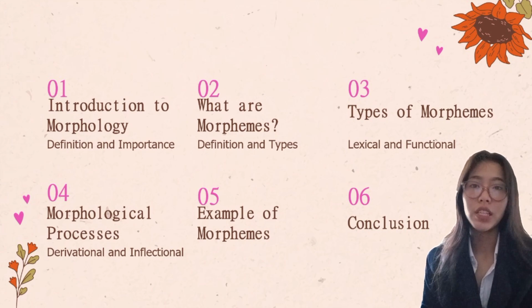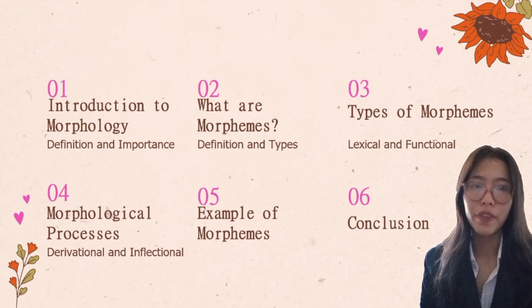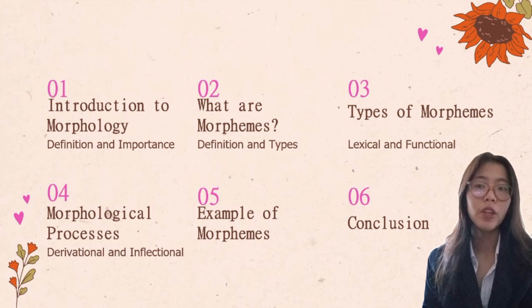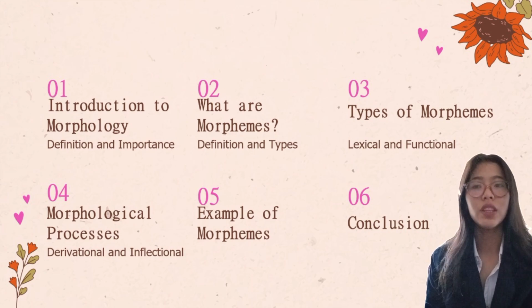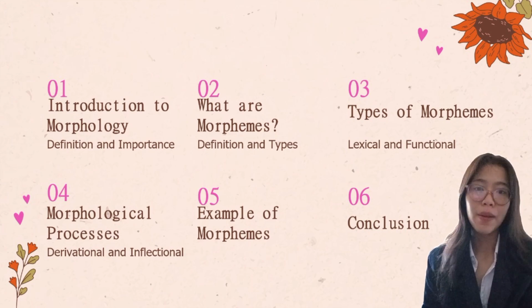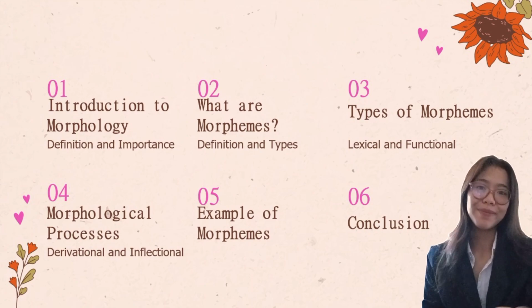And the second is what is a morpheme. It includes definition and the types. And the third is types of morphemes, lexical and functional. And number 4 is morphological processes. It includes derivational and inflectional. And number 5 is examples of morphemes. And the last, number 6, is the conclusion.